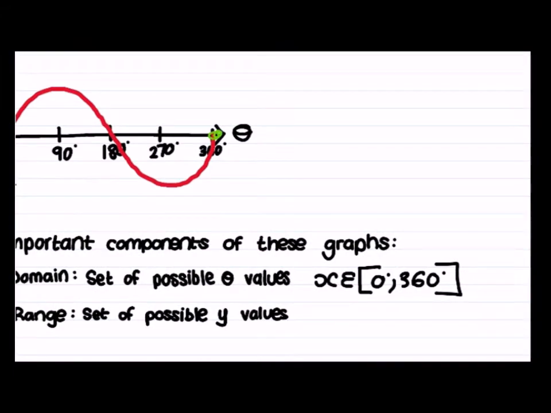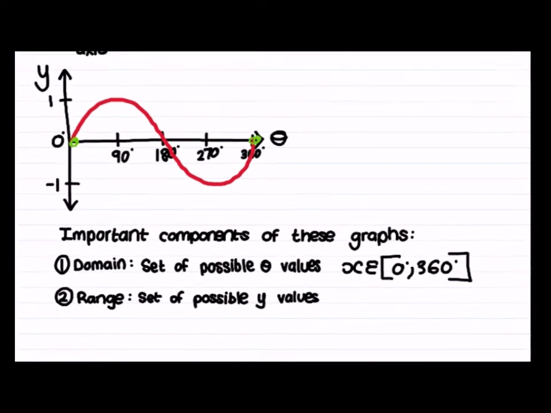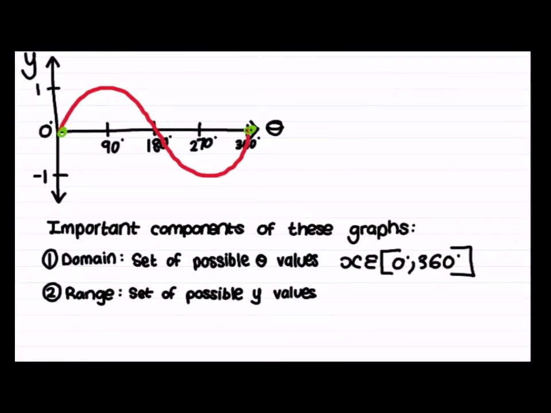The range is the same thing, except in this case, it's for the y values. So it's the set of possible y values. In this case, we have the y values ranging from 1 to -1. So once again, it's included. So our range is simply -1 to 1. And you can also say y is an element of that. So that's pretty simple. The domain and range, those are the first two components we need for these graphs.